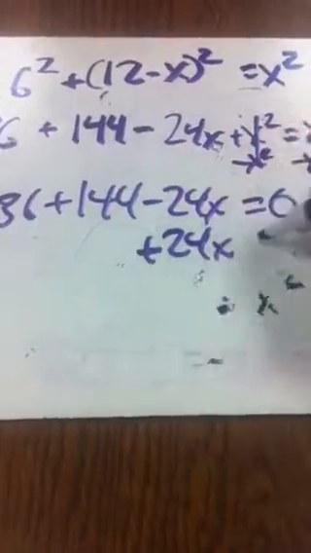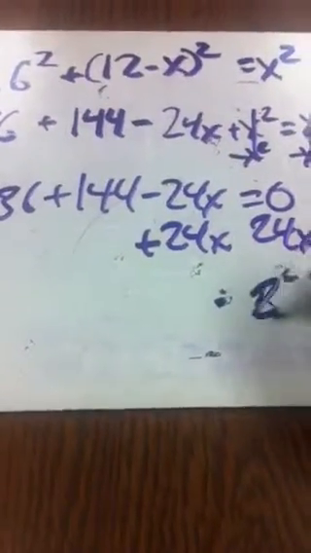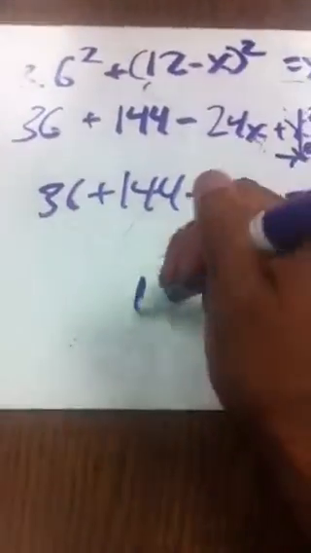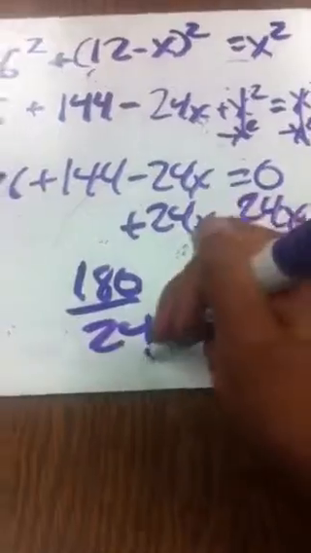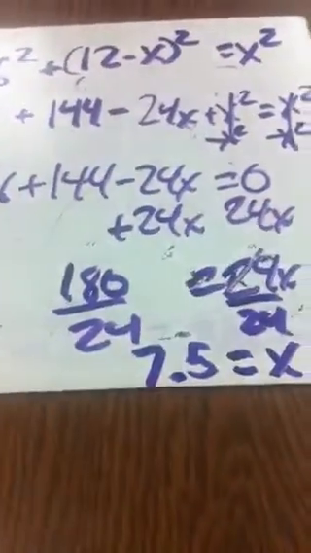Add 24x to both sides. So we have 24x equals 36 plus 144, which is 180. Divide by 24 on both sides. x equals 7.5. So the distance from A to P, B to P, and P to line segment CD is 7.5. C.